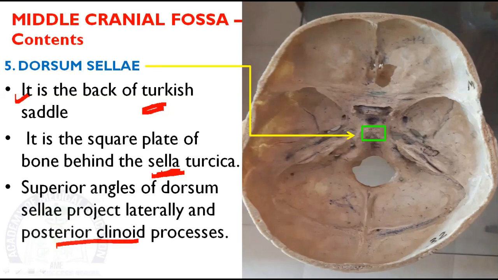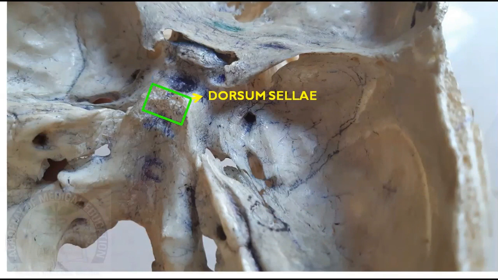So this is the dorsum sellae and these are the projections. These projections form the posterior clinoid processes. This is the part of the dorsum sellae in a closer view, and from here the processes are present. These processes are called posterior clinoid processes. These are the anterior clinoid processes, and this is the posterior. In this bony structure, these posterior clinoid processes are broken.